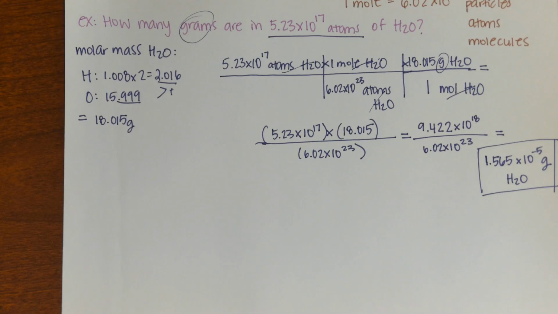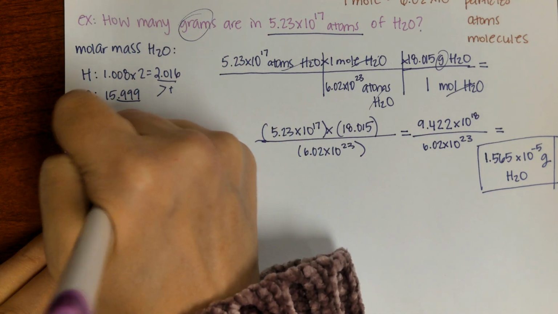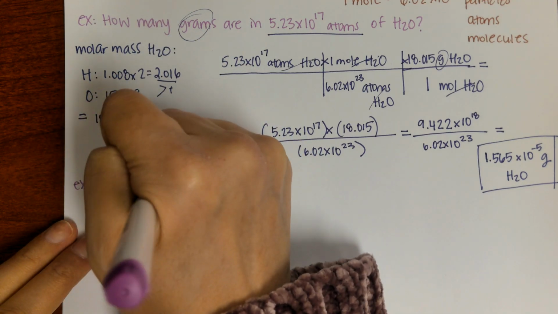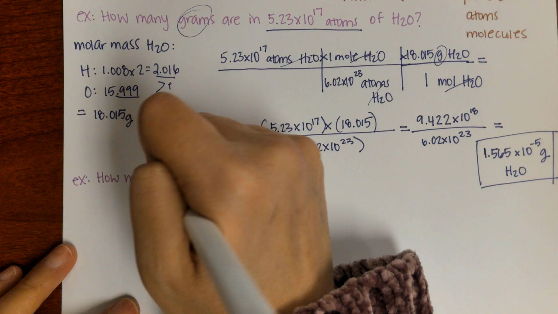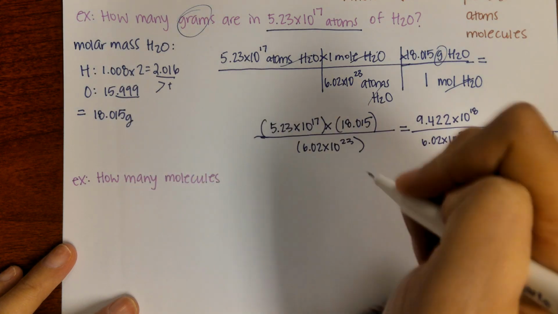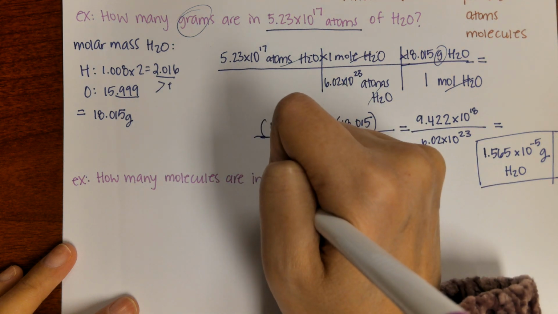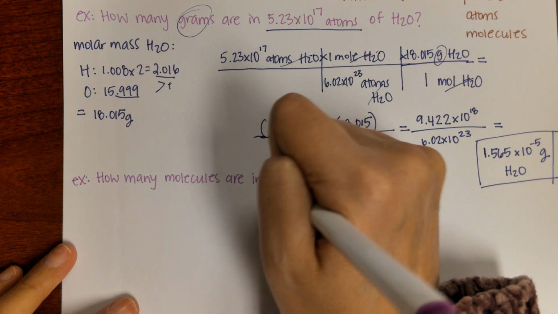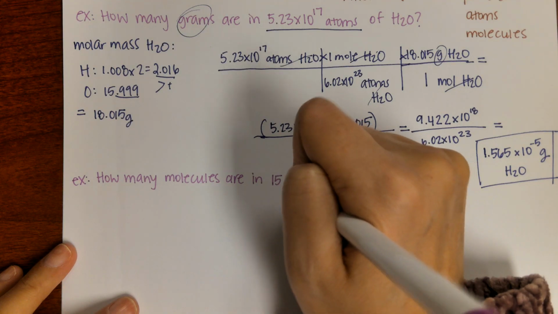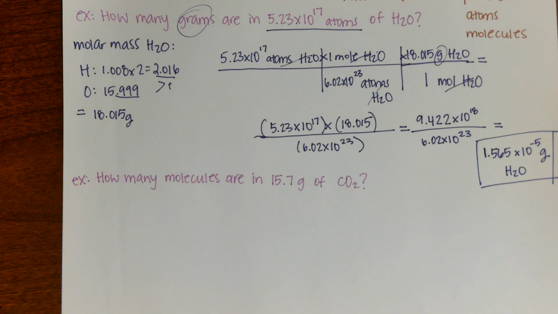Awesome. So we'll do the other way around. See the difference. How many molecules are in 15.7 grams of CO2?